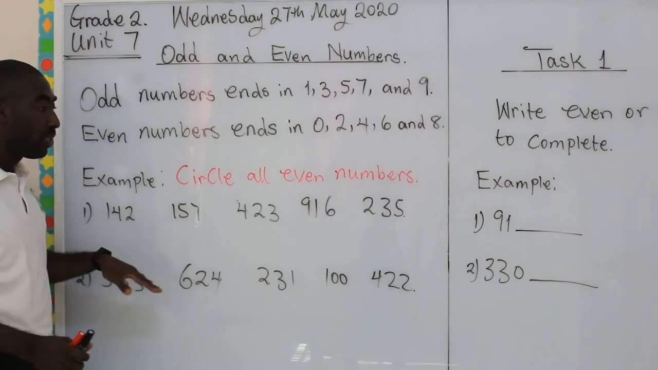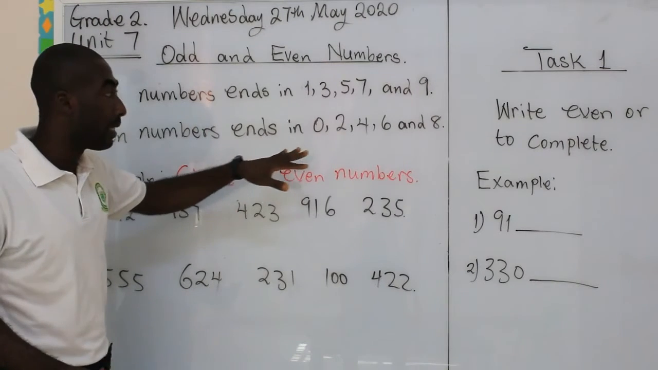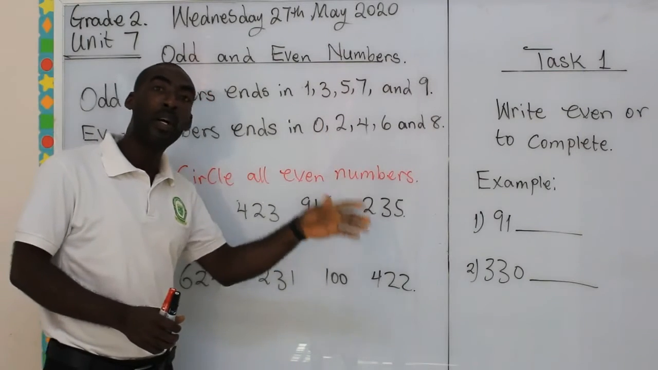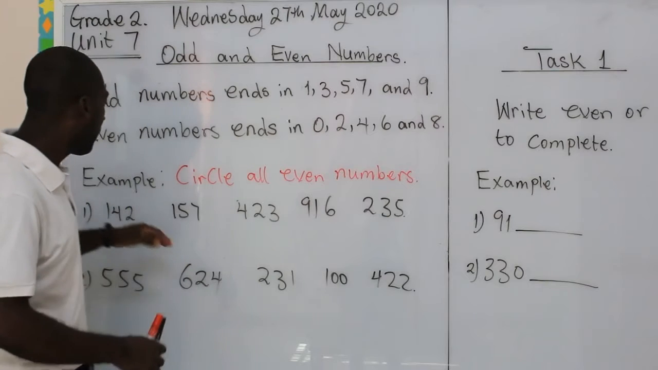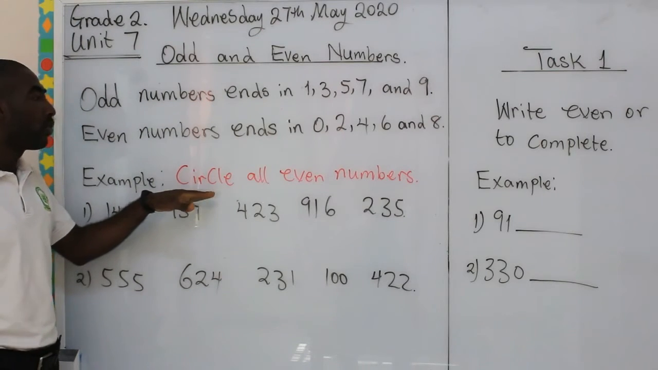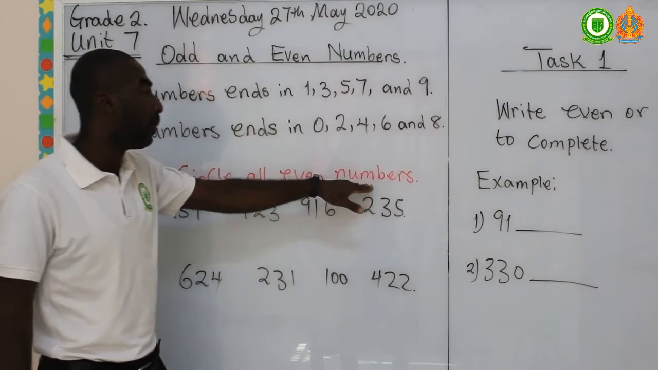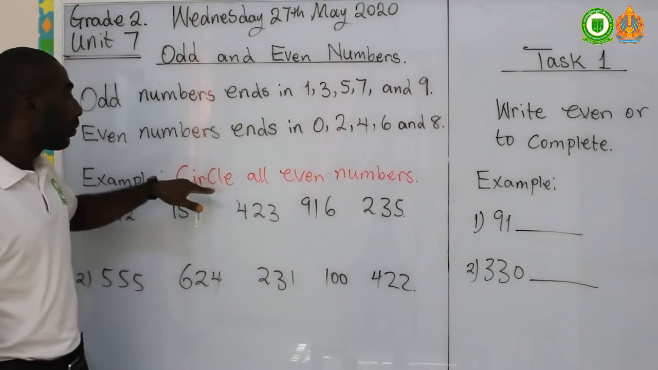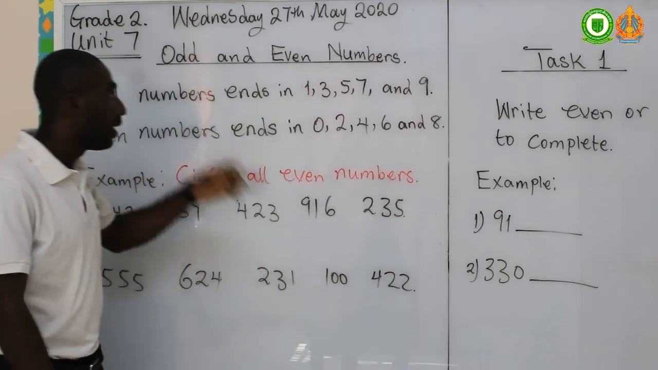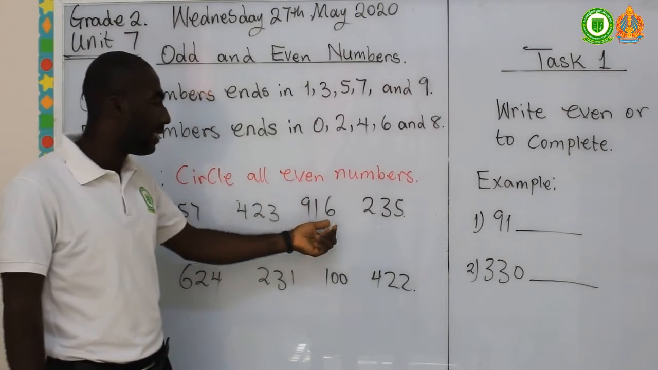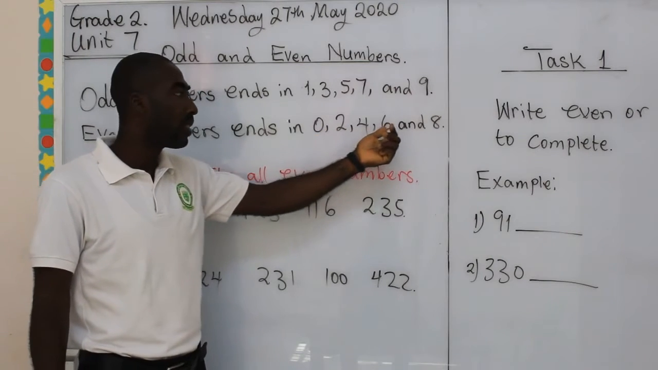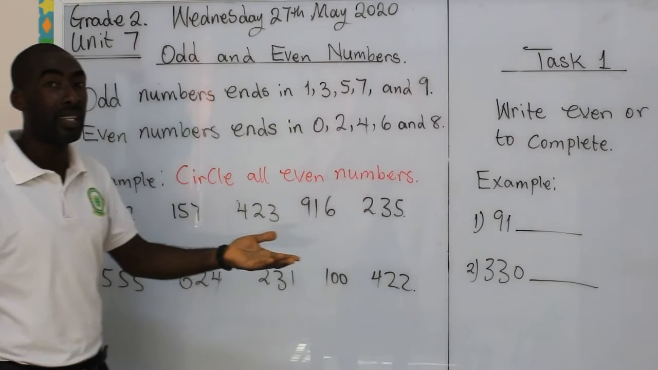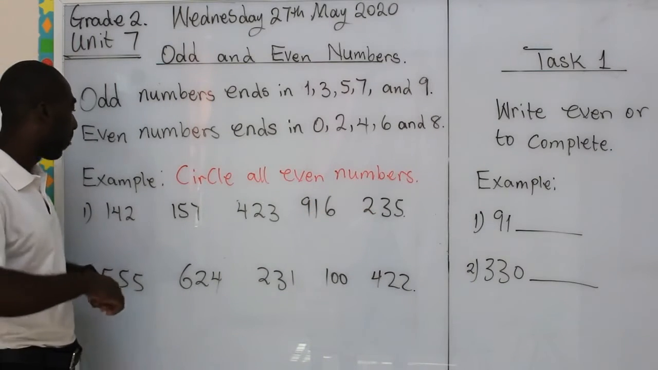We have 2 examples here that we'll go through for you to understand how we can use these numbers to determine an odd number or an even number. Our exercise here is to circle all even numbers. The clue is that if our last digit is 0, 2, 4, 6 or 8, it means that number is an even number. Okay, so now let's start.